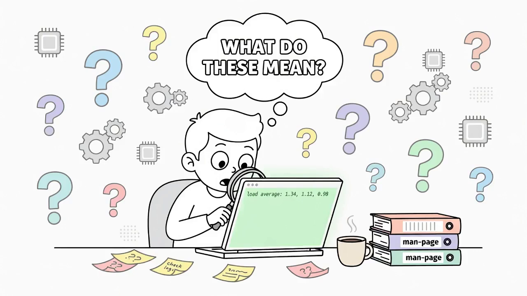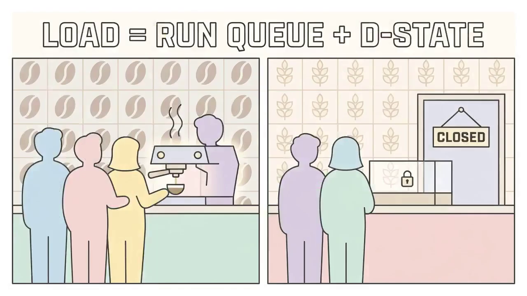You run uptime and see three numbers staring back at you: load average, 1.34, 1.12, 0.98. They look like floating point math, but they are actually one of the most useful health signals on any Linux system. Load average counts two kinds of processes: those sitting in the run queue ready to use the CPU, and those stuck in uninterruptible sleep, labeled D, almost always waiting on disk I/O.